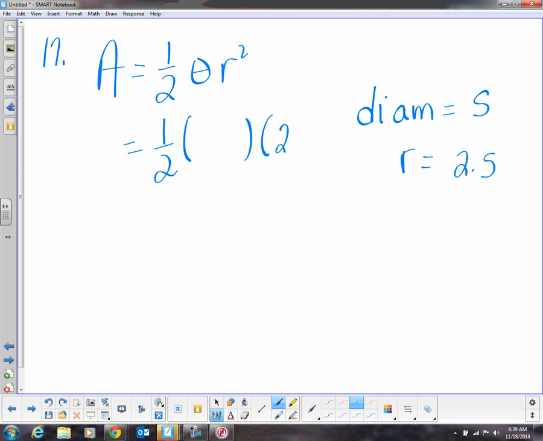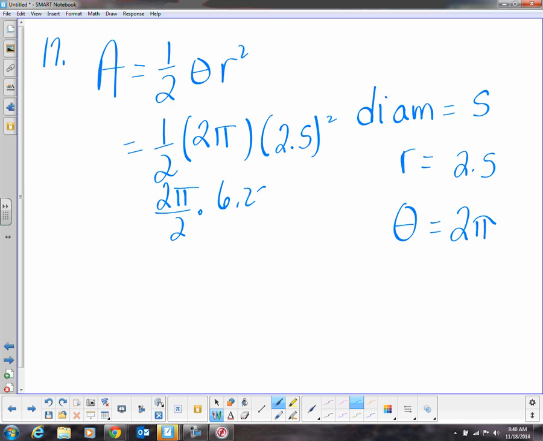Theta. Okay, but what are they asking us for? Are they asking us for the area of part of the circle or the whole circle? The whole circle. What's theta on a whole circle? 2 pi. All right, so this is going to be 2 pi over 2 times 6.25. When you square it, that's 6.25. So you get 6.25 pi radians, which is the same thing as 25 over 4 pi.